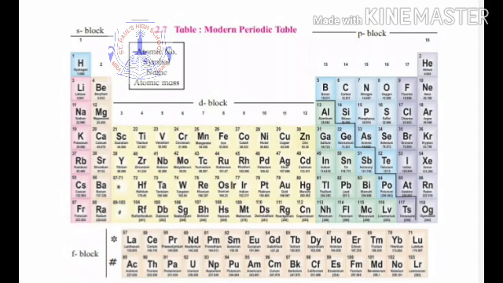Children, let us go through the periods of the periodic table now. Let us begin with the study of the periods. The first period consists of only hydrogen and helium. It is the shortest period, with only 2 elements. The second and the third periods are short periods, each consisting of 8 elements.